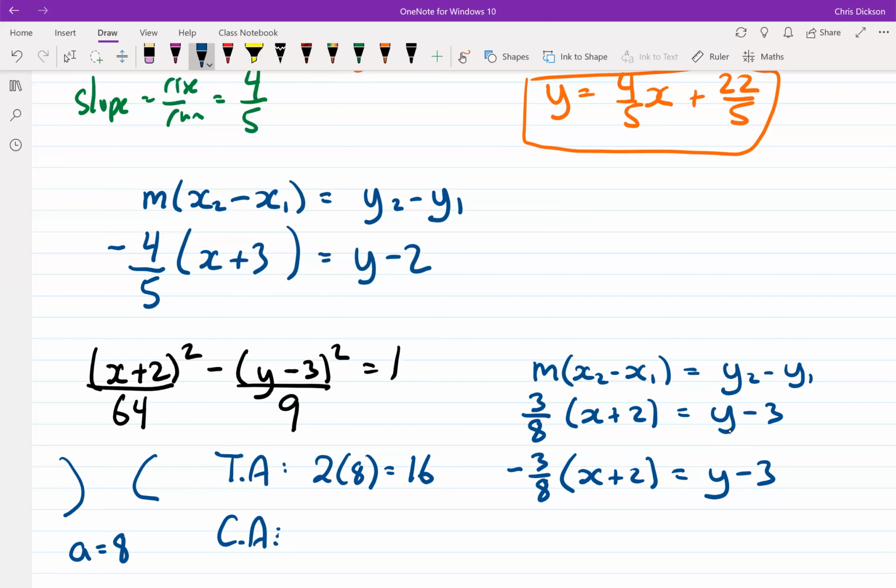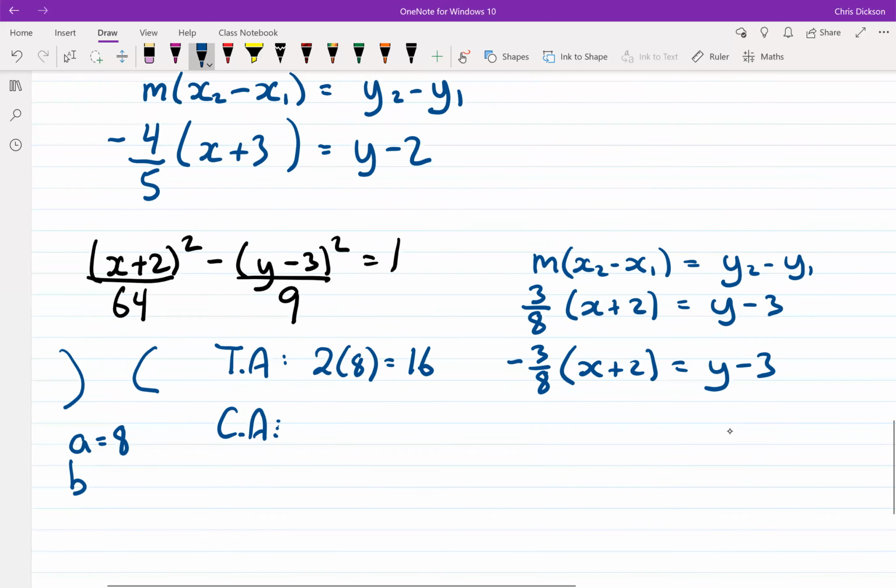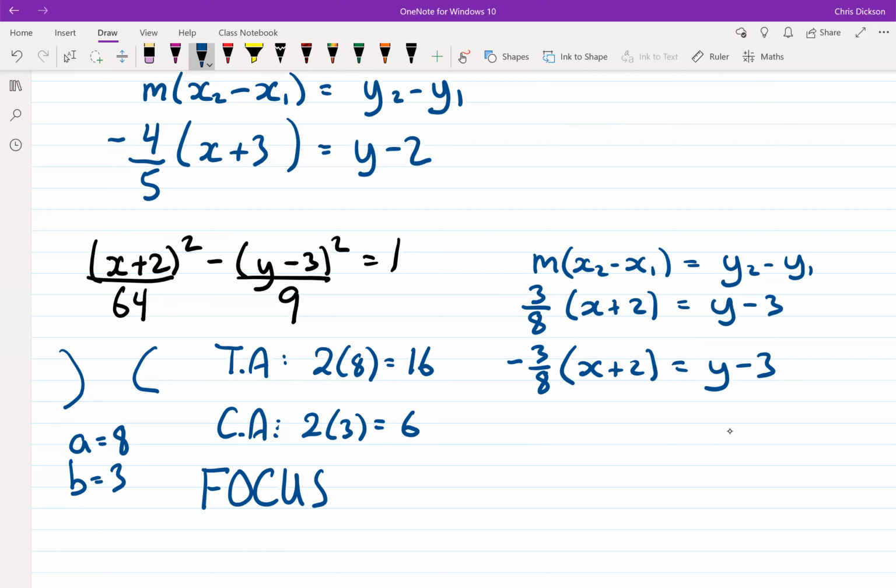Okay, and then the conjugate axis, that's b squared value is 9, so the b value would have to be 3. So we have 2 times 3, which would be 6 then. So the conjugate axis is 6. And our last question, which is a little tricky, is the focus. What would the coordinates of the focus be? Where would our, actually foci in this case. So let's find out the coordinates of the foci.